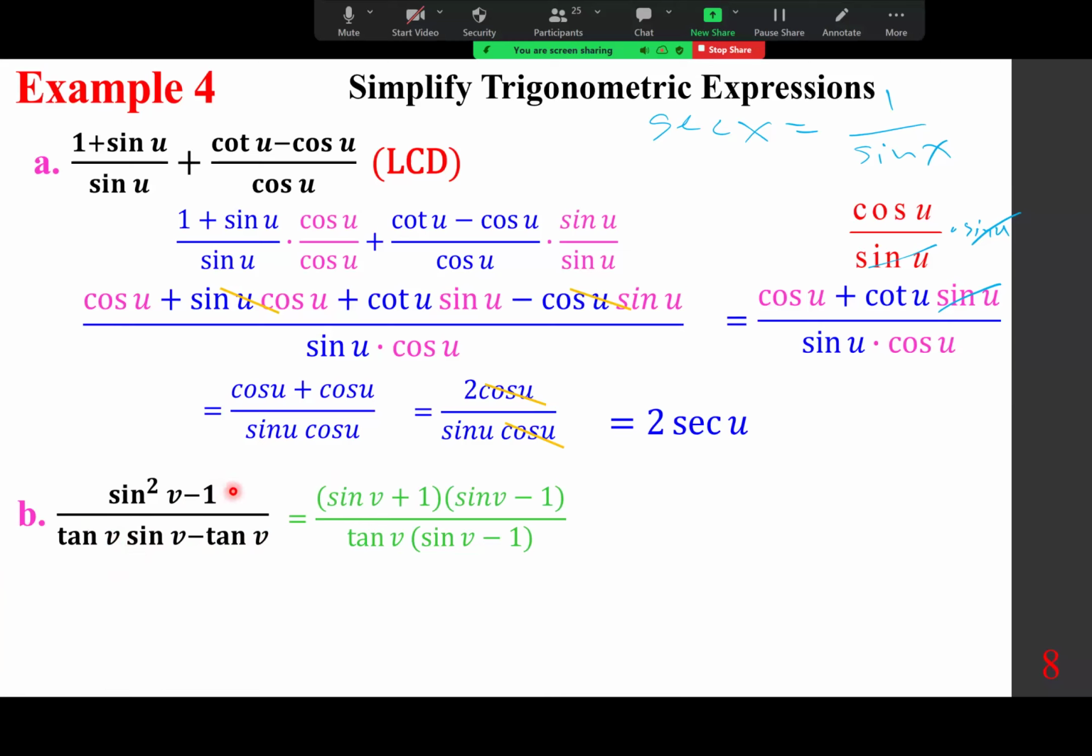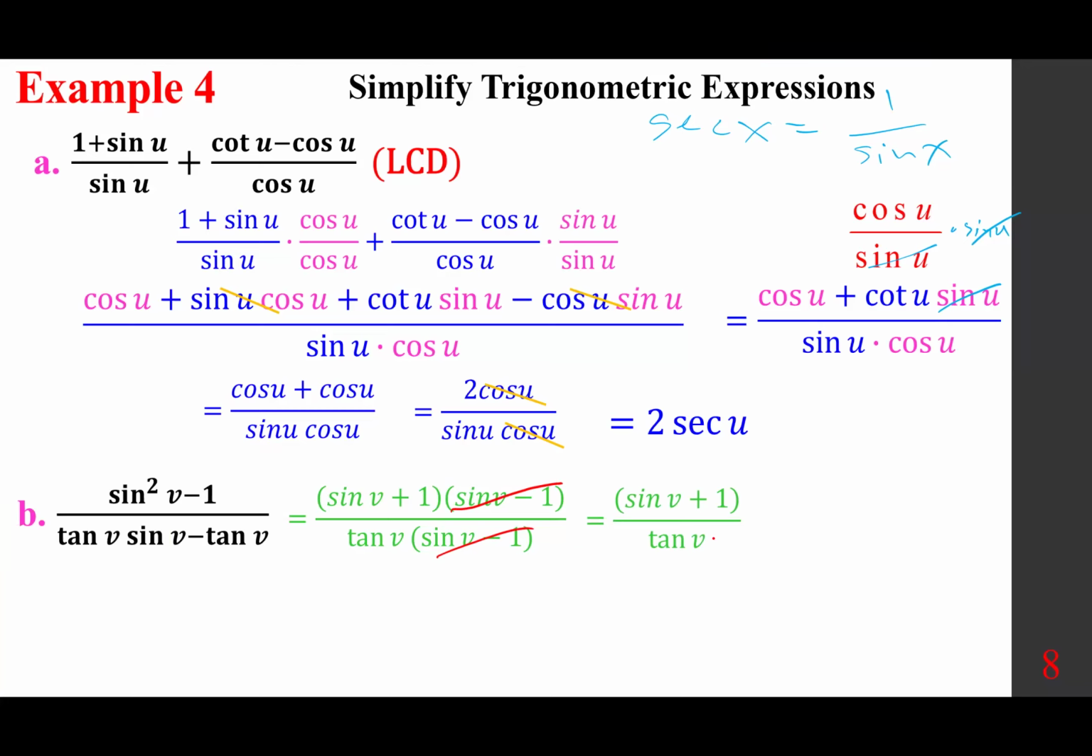Again, sine squared minus 1 squared, okay? So a squared minus b squared. These two cancel each other. Let's write what we are left with. Let's change this into two fractions.